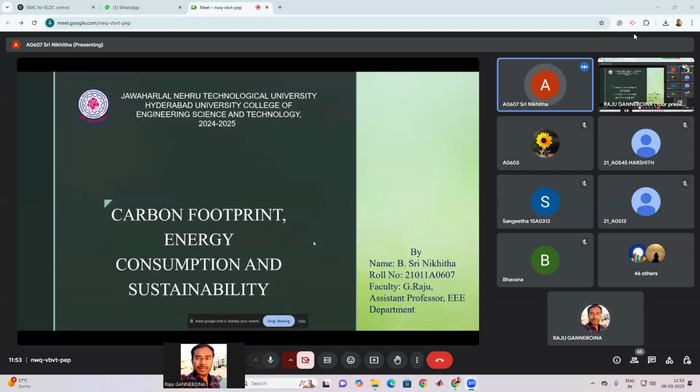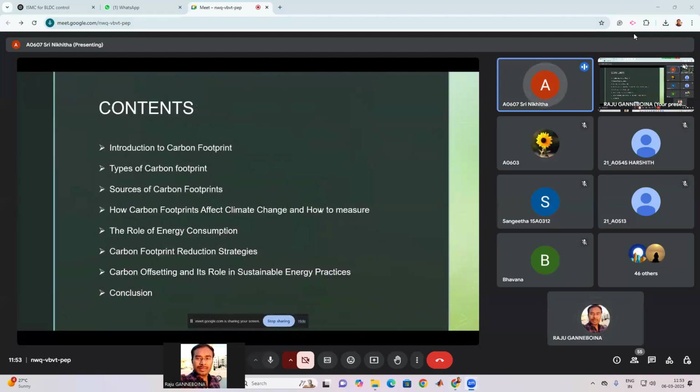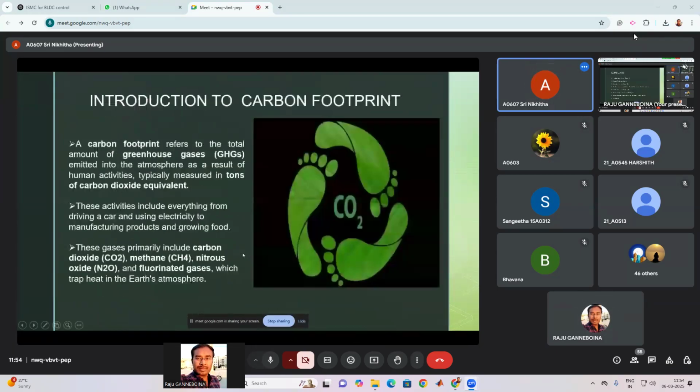My topic is about carbon footprint, energy consumption, and sustainability. In this presentation, you can see what carbon footprint is and what the types of carbon footprint are, what the sources that generate carbon footprints are and how they affect climate change, and how to calculate carbon footprint, and how this is related to energy consumption and sustainable energy practices. And finally, we will come to know the carbon footprint reduction strategies. Now let's dive into the topic.